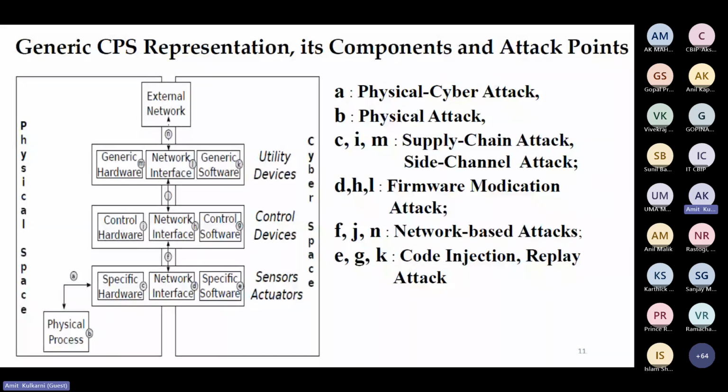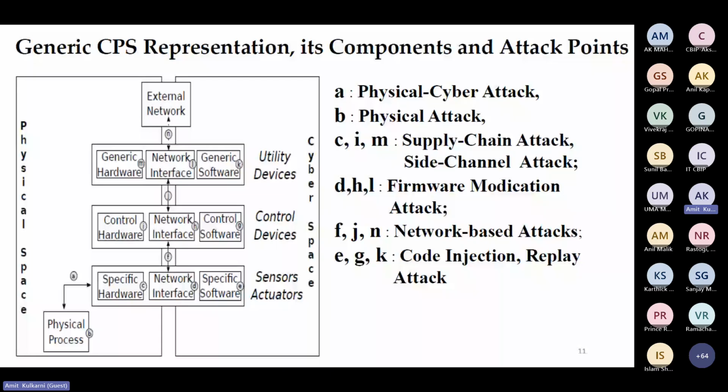FJN indicates network-based attacks, that is, the manner in which the systems are connected locally or remotely with LAN, WAN, or through computers. EGK indicates code injection or replay attacks. So these are the variety of attacks which an attacker can use to impact the CPS, that is, cyber physical systems.